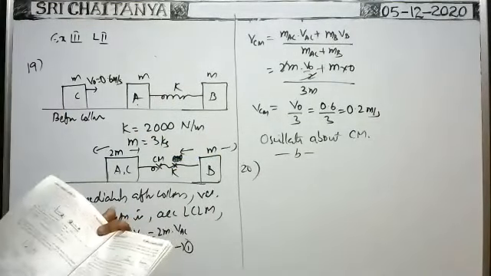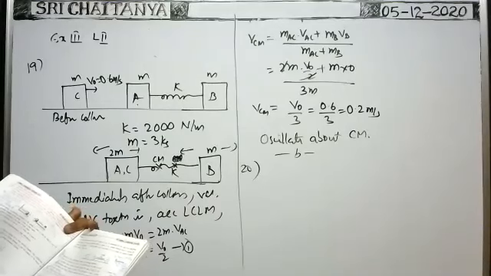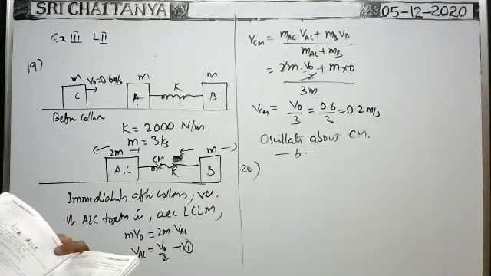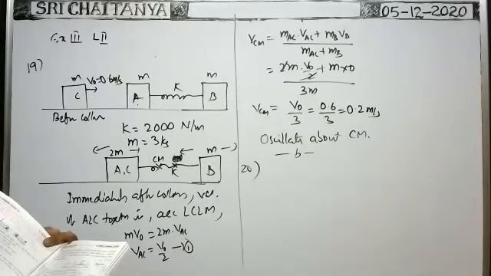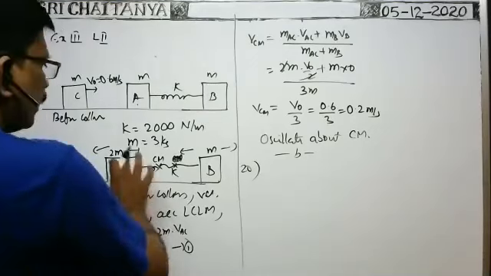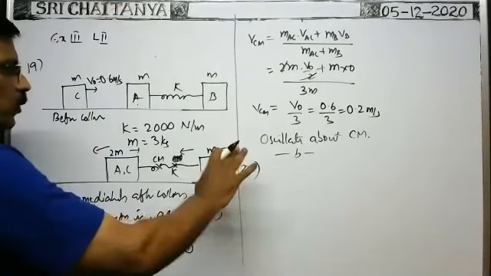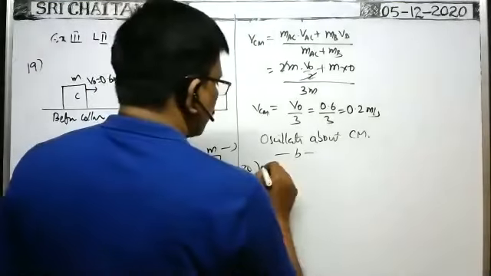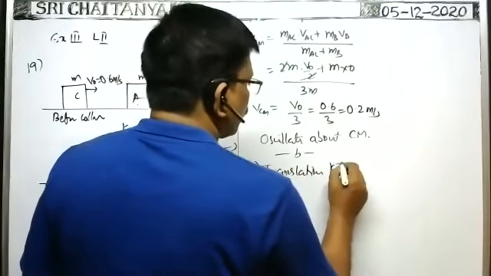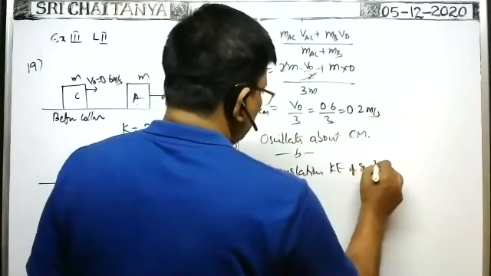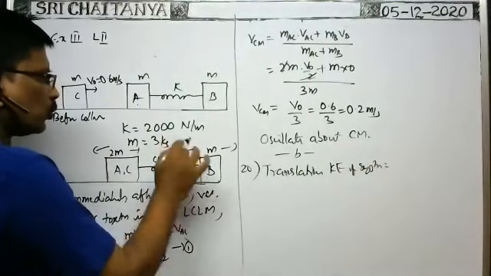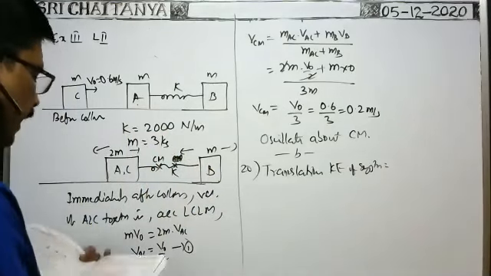Oscillation energy of the system is the part of energy which is oscillating between potential energy and kinetic energy. First of all, we have to find the translational kinetic energy of the system. Whenever the two blocks travel in the forward direction, what is the translational kinetic energy of the system? The spring has no kinetic energy. Only the two blocks together have translational kinetic energy.